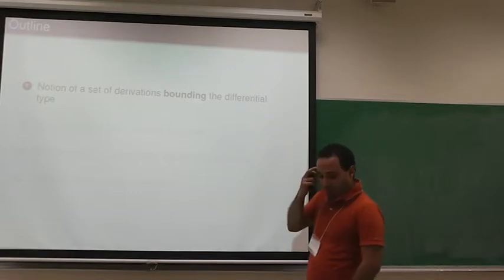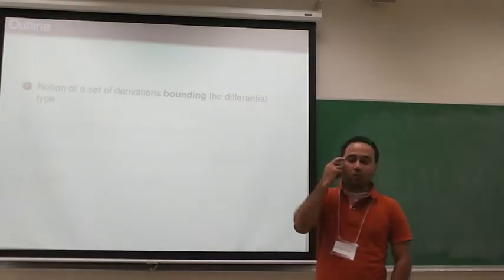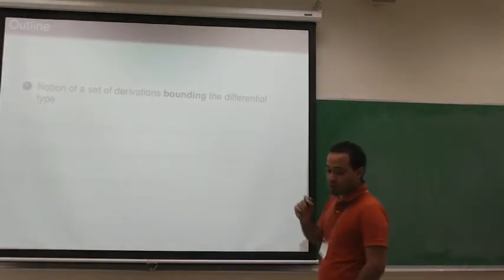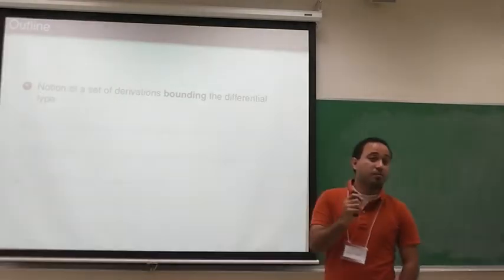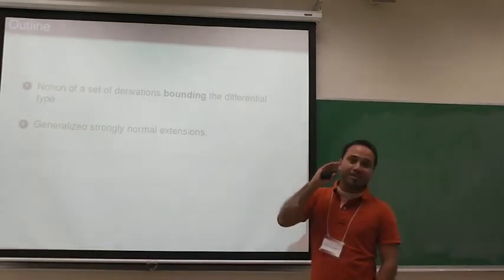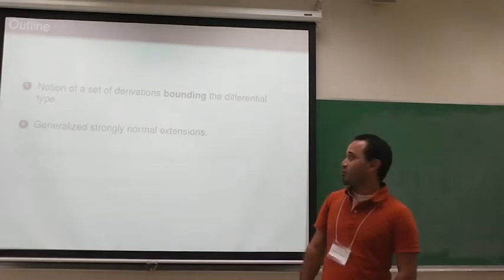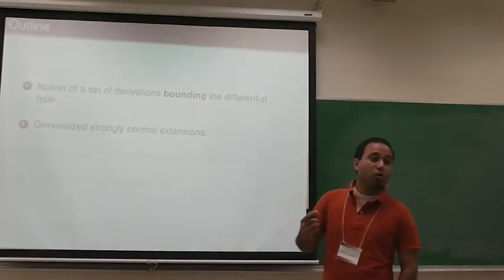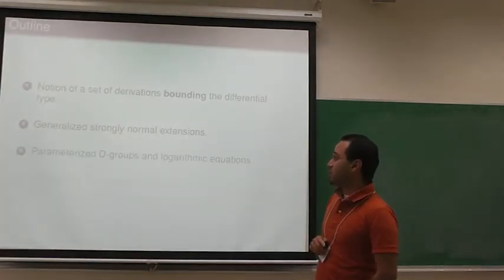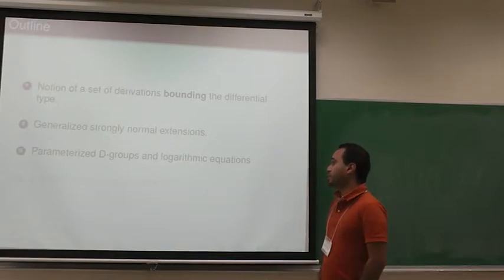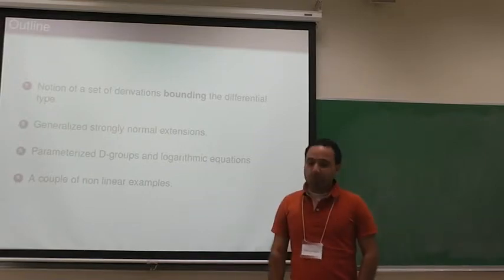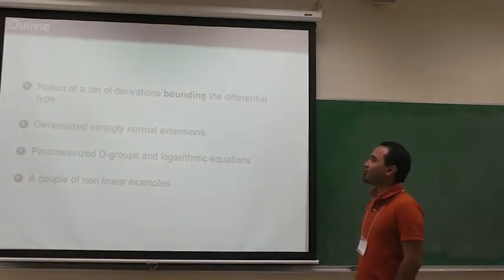Okay, but in order to do that, I don't want to introduce too many things. I'll try to do the minimum possible. And the one thing that I will need to do is this notion of bounding the differential type. And then, these nice extensions I was talking about are the strongly normal, generalized strongly normal ones. People have probably seen coefficients strongly normal or some other notions of strongly normal extensions. I want to talk about the generalized ones. And then we want to talk about parameterized groups, the logarithmic equations on these groups. Then I'll give a couple of nonlinear examples, some Galois groups.